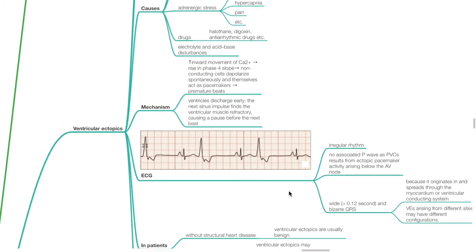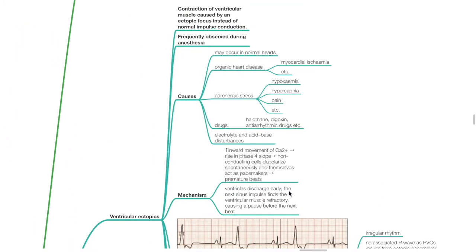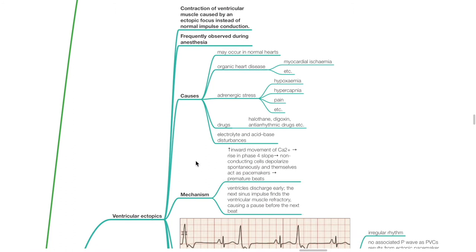Ventricular ectopics. Contraction of ventricular muscle caused by an ectopic focus instead of normal impulse conduction. It is frequently observed during anesthesia. Causes. It may occur in normal hearts. Other causes include organic heart disease such as myocardial ischemia, adrenergic stress such as due to hypoxemia, hypercapnia or pain, drugs such as halothane, digoxin and antiarrhythmic drugs, and electrolyte and acid-base disturbances.